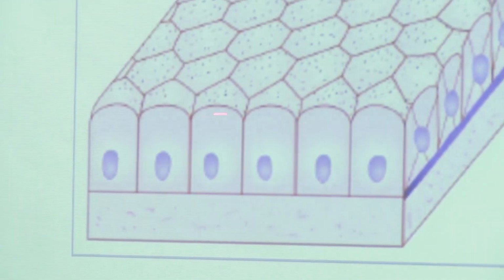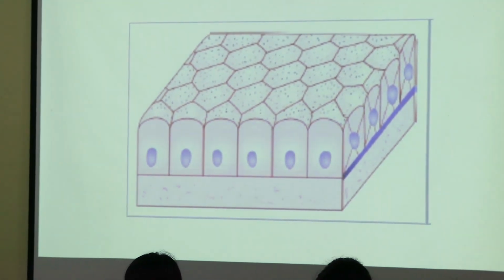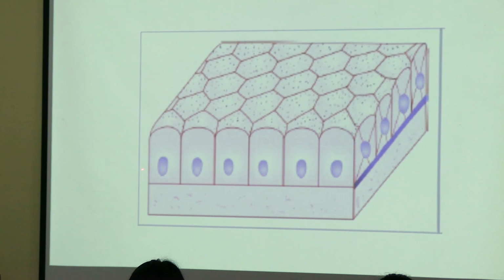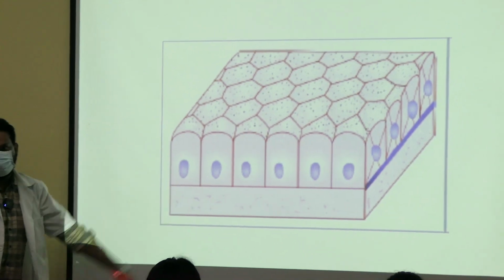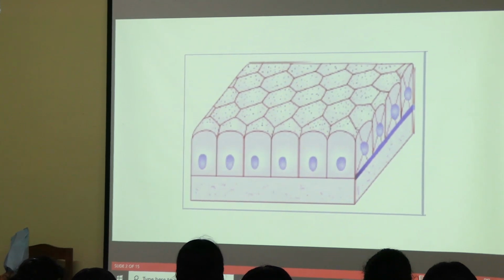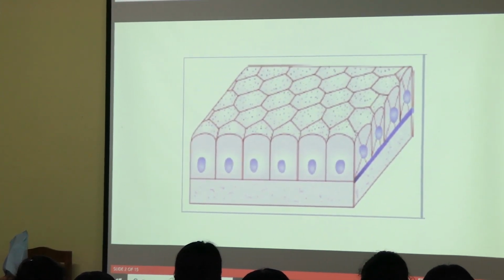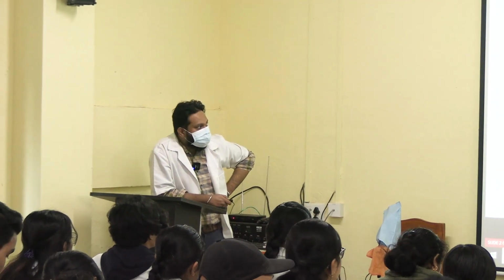These are the simple columnar epithelium. Single layer, right? The cells have height more than width. And the location of the nucleus is basal, towards the bottom. The shape is oval or elongated, not completely round. So this much you have to know.